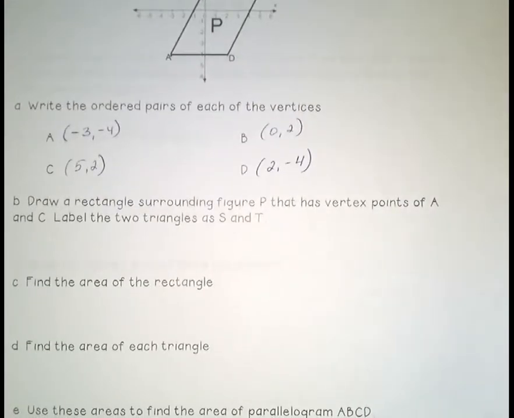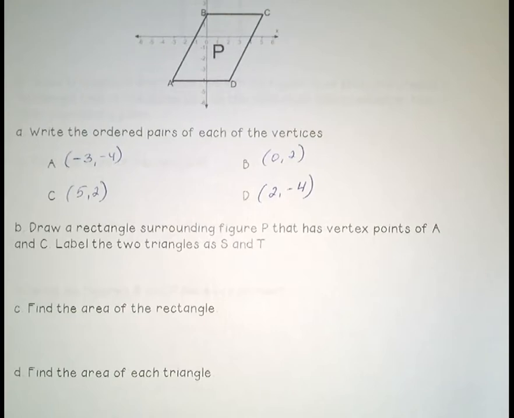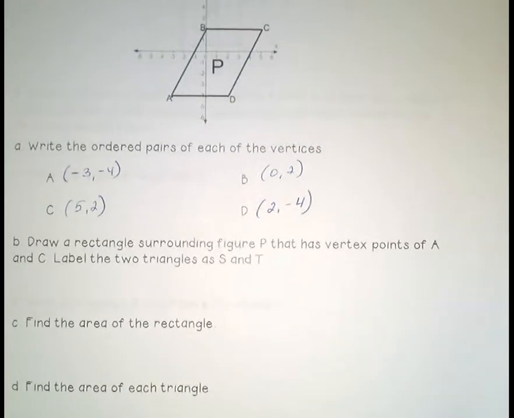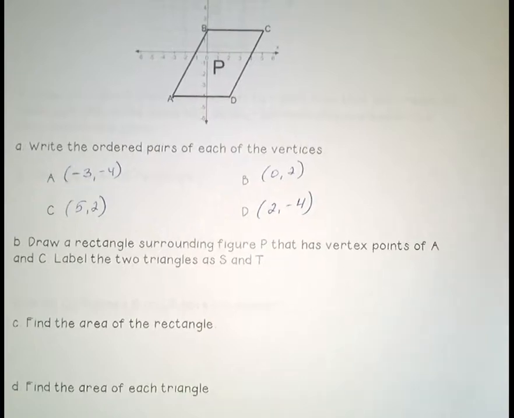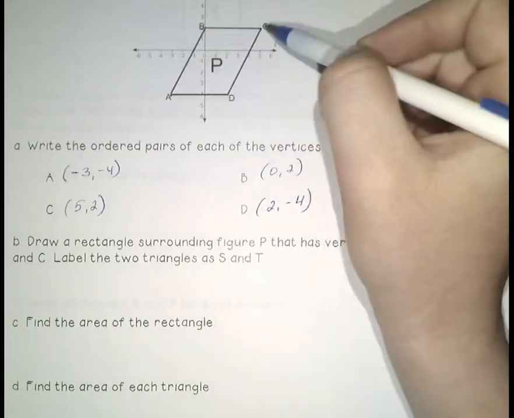Okay. Draw a rectangle surrounding figure P that has vertex points of A and C. Label the two triangles as S and T. So what they're asking us to do, we want to draw a rectangle with the same points A and C.